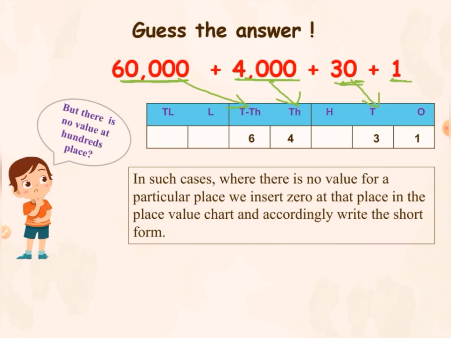Okay, so here as I told, we have to put 0 for the hundreds place, and then we'll form the number. So here the number in the short form will be 64,031. We have put comma to separate the periods. Okay, so remember, whenever there is no digit for a particular place, we put 0 at that place. Okay, let us take one more example.